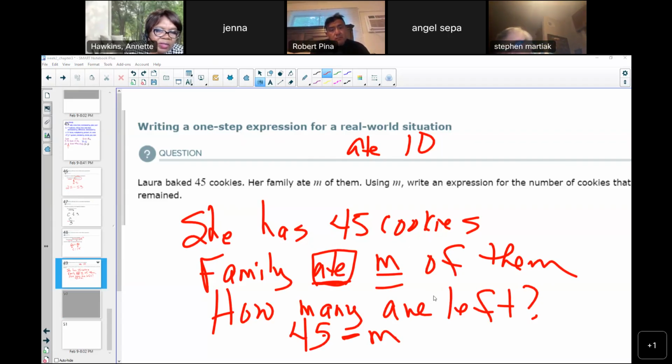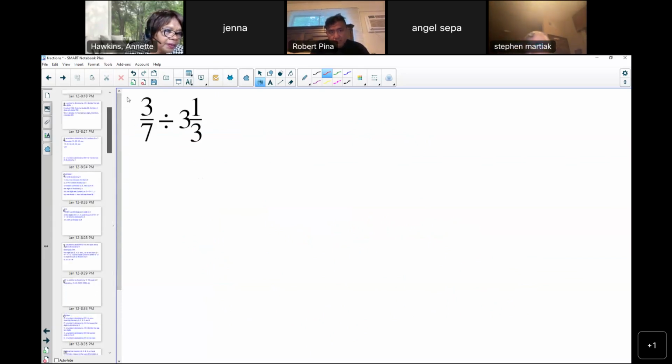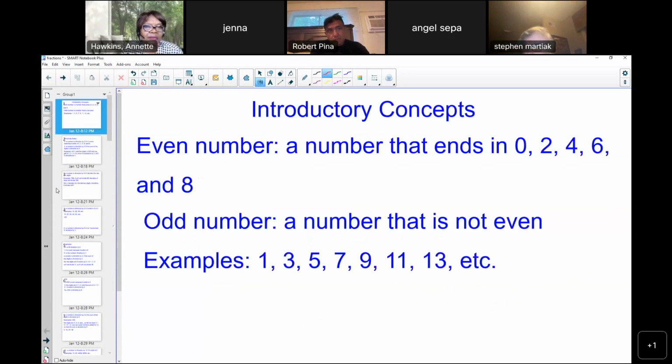Okay, so let's go to fractions. But we got some preliminary work to do, okay? So before we do any operation with fractions, we need to build a foundation. So we need to talk about our numbers.